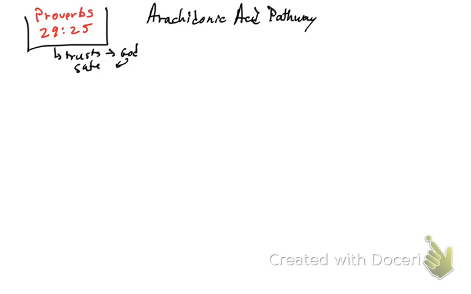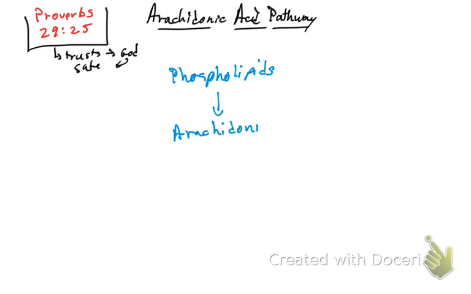Let's just see the arachidonic acid pathway. Everything for the arachidonic acid pathway starts with the phospholipids. Let's just do it in blue. So you have your phospholipids, and your phospholipids is going to give arachidonic acid. This arachidonic acid is going to give you two things.